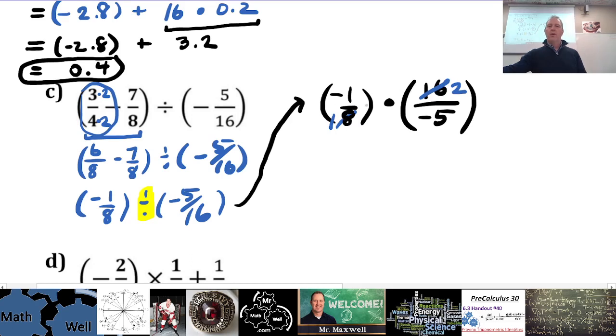Now, can 1 and 5 be simplified any further? No. 2 and 5? No. 1 and 1? No. So now I go ahead and multiply straight across. I've got a negative 1 times a positive 2. So that's negative 2.